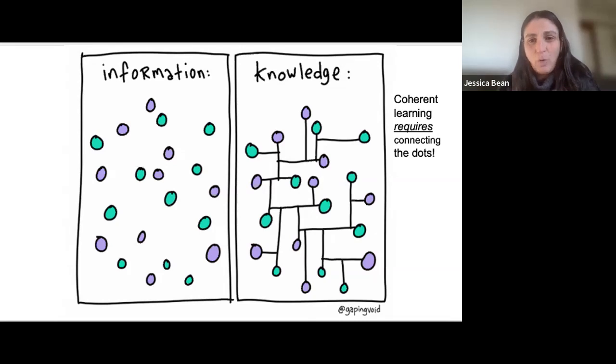And coherent learning requires just connecting these dots, right? Climate change isn't something that can be learned through just one or two activities, but how do we connect the dots and show how it is touching so much of and all of the world that we're living in today.